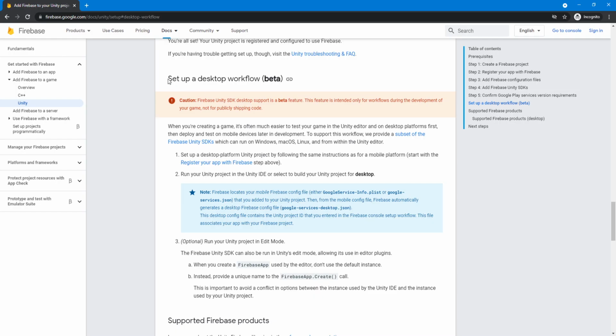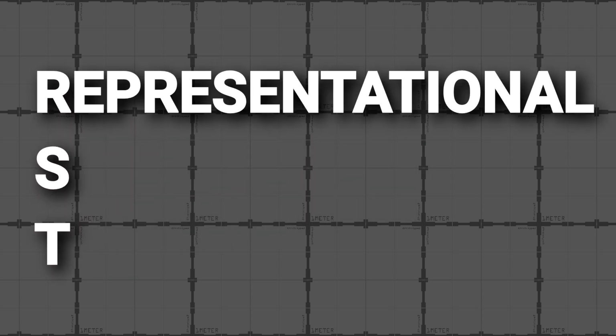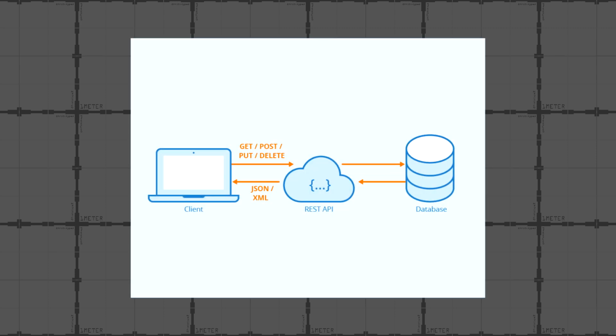But for my multiplayer game, the issue is that the Firebase SDK for Unity is really only intended for mobile apps, and as you know, my multiplayer game is currently only for desktop. The solution to this is to instead use REST, which stands for Representational State Transfer. It's basically the standard way to send data using the HTTP protocol.